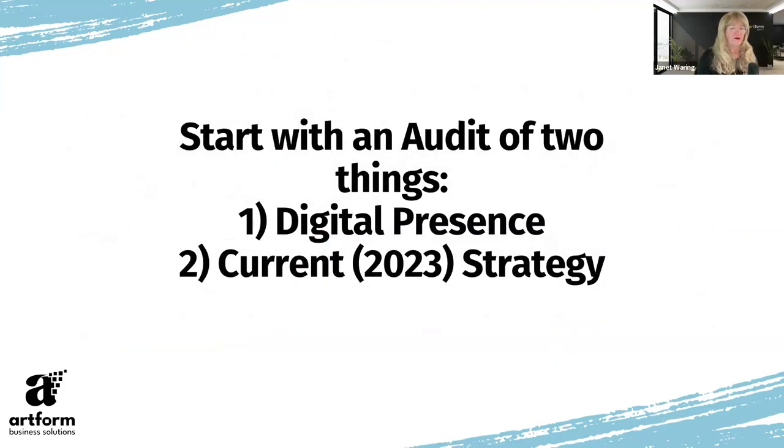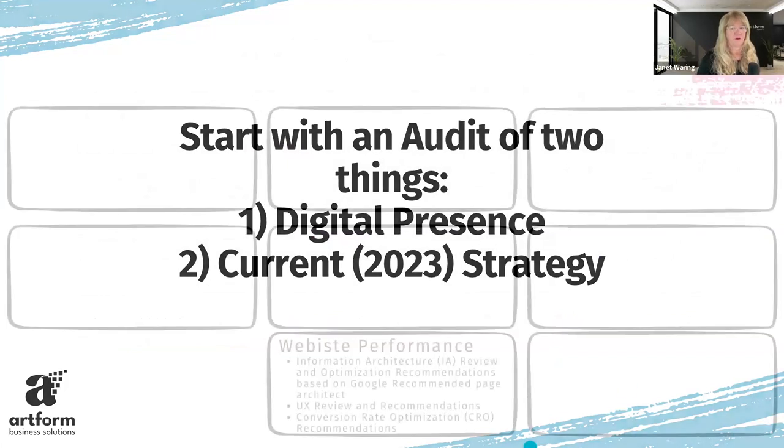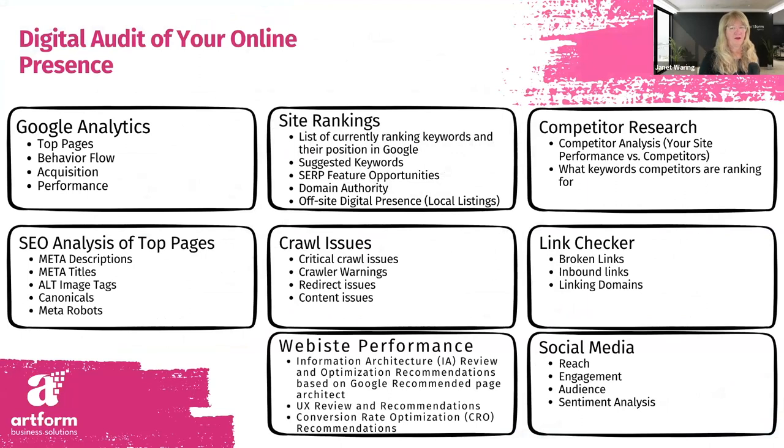To start your strategy, there are two things that you should start with, and that is an audit of your digital presence and an audit of your current strategy. Auditing your digital presence is a step that a lot of people miss, but it's really crucial for several reasons. One of them is that it's going to set your benchmarks from which to rise. As your C-level is asking you how you did, if you don't start here with where you are, it's going to be hard to show how you're being effective with your marketing.